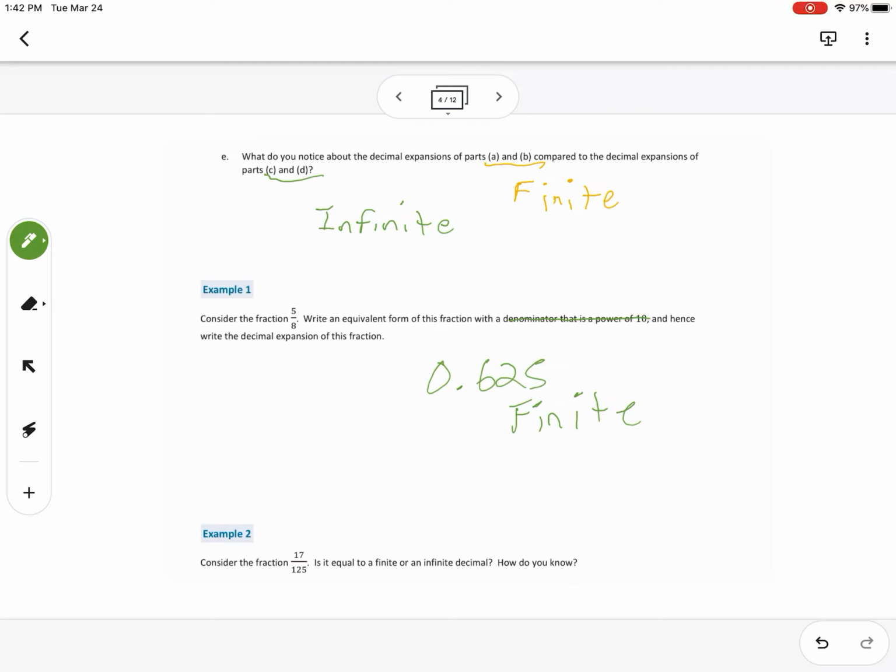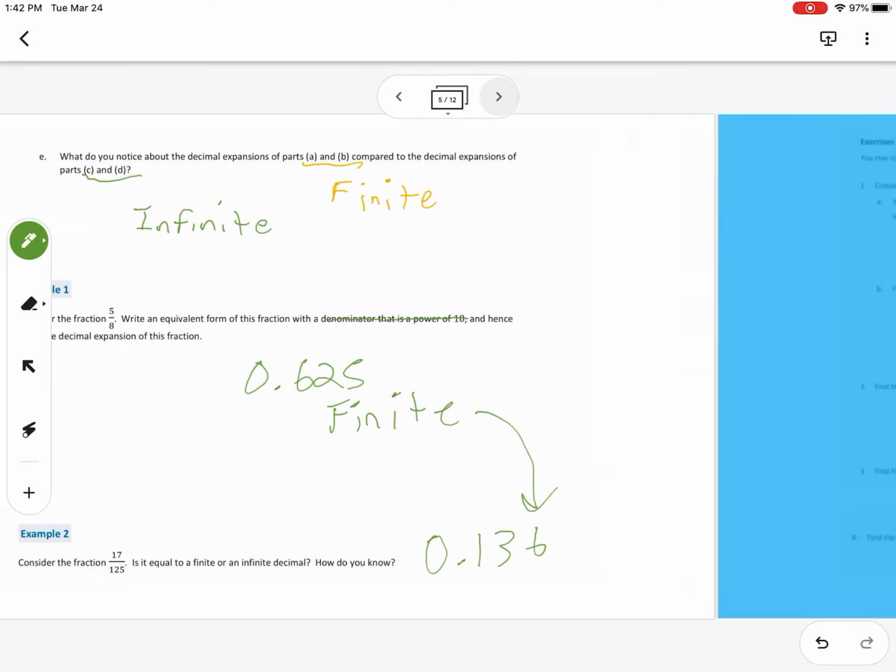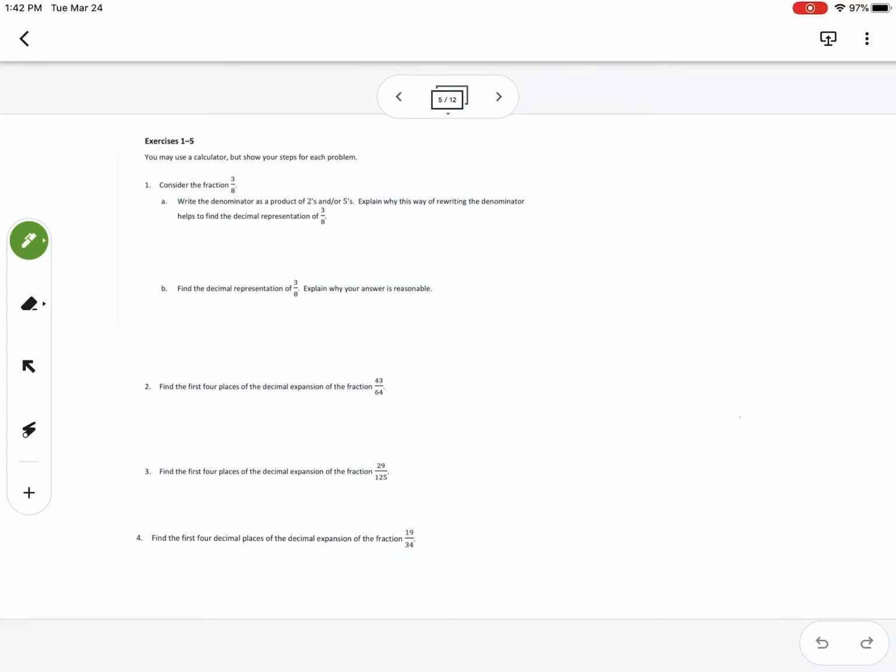And then 17 divided by 125 got me 0.136. Again, that is also finite for example 2. If you haven't yet, go ahead and hit pause on the video here. Go ahead and do 1 through 4, and we'll check our answers in a moment.